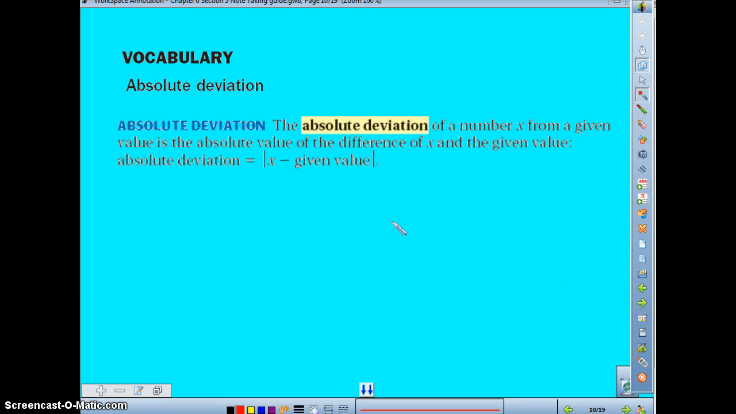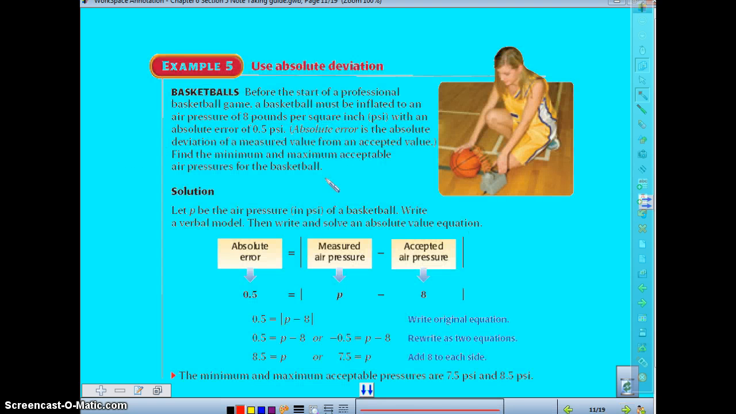All right, now we're going to get into something a little bit different we didn't do last time. This is called absolute deviation. Absolute deviation of a number x from a given value is the absolute value of the difference of x and the given value. Now that's a very mathematical answer, math talk, but let's go on and we'll show you.